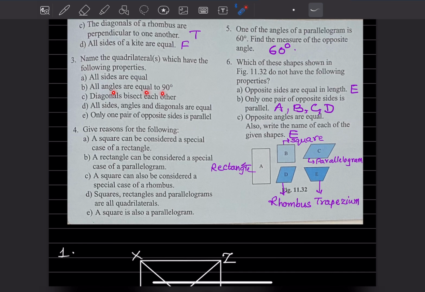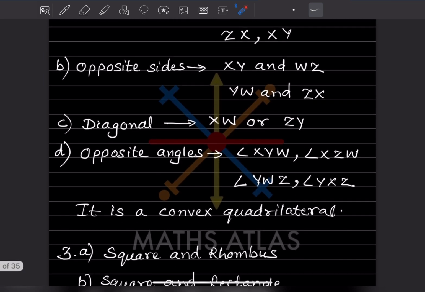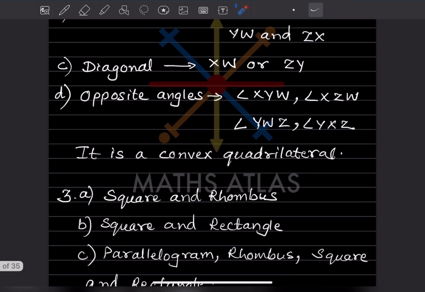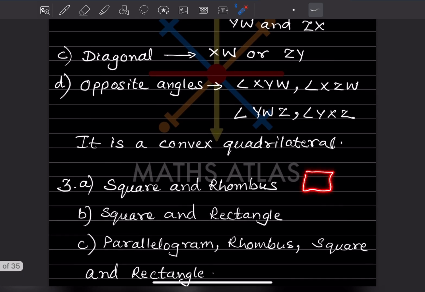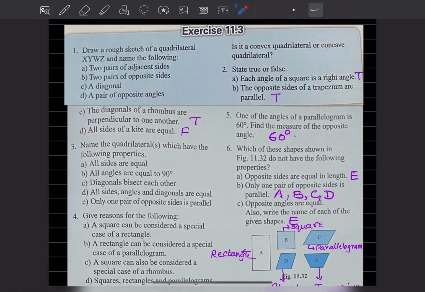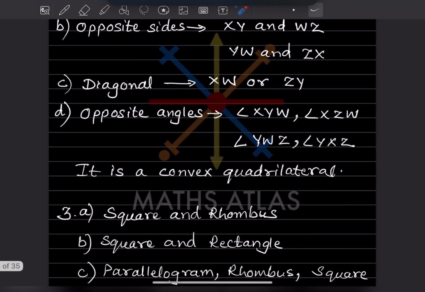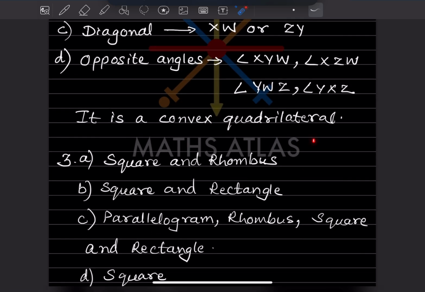So all angles are equal to 90 degrees. Where can you see that all angles are 90 degrees? In the square and in the rectangle, all angles are 90 degrees. The next one: diagonals bisect each other. Where? You can see in the parallelogram, the diagonals bisect each other; in the rhombus, square and the rectangle. Even in the rectangle, the diagonals bisect each other.